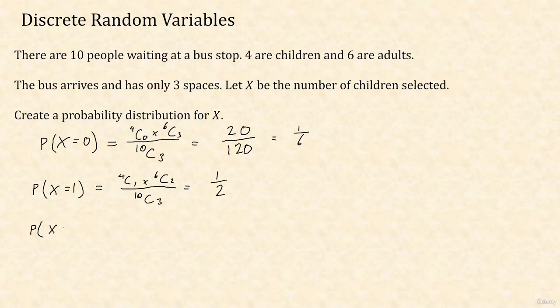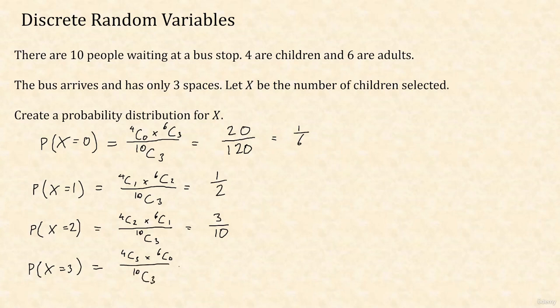Now, probability that we have 2 children, that's going to be choosing 2 of the 4 children, which means there was only 1 of the 6 adults, and I divide that by 10 choose 3. So I can just update all of that on my calculator, and we get 3/10. And finally, the probability that all of them were children, well, that means that it's 4 choose 3, and I chose no adults, so 6 choose 0, and again, all over 10 choose 3. Key that into my calculator, and it's 1/30.